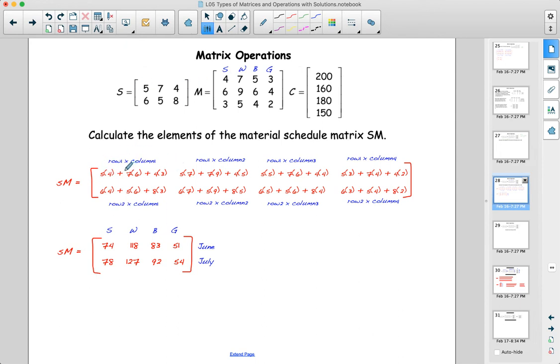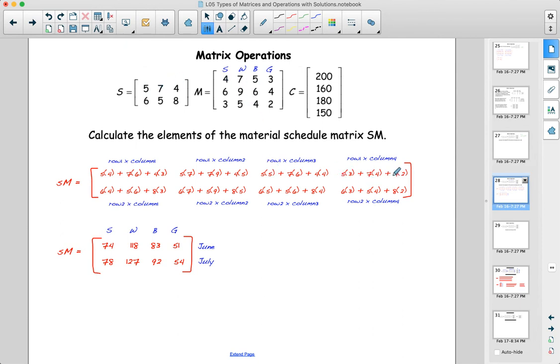is the first element. This is in position 1, 1. So 5 times 4 plus 7 times 6 plus 4 times 3. We're in row 1, column 2. This is 1, 2. So row 1 times column 2, 5 times 7 plus 7 times 9 plus 4 times 5. This one is row 1, column 3. So we'll have 5 times 5 plus 7 times 6 plus 4 times 4.